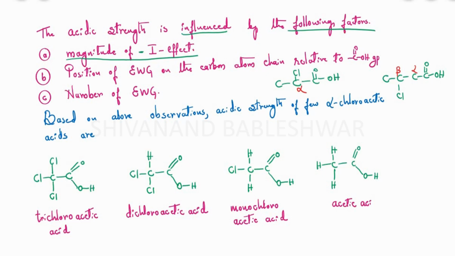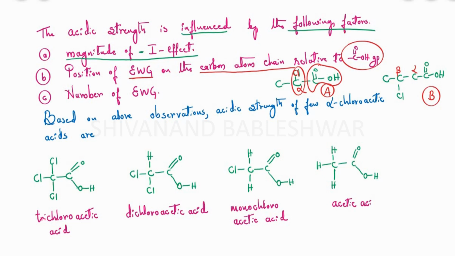Now concentrate on the second point, that is B, position of electron withdrawing group on the carbon atom chain relative to this functional group. To these two examples, I will write this as A, and this I can call B. In the case of A, this halogen is present on the alpha carbon atom. It means the position of this halogen on the alpha carbon atom is very near to this functional group. It means it can withdraw the electron more easily. So therefore A is a stronger acid when compared with that of B.